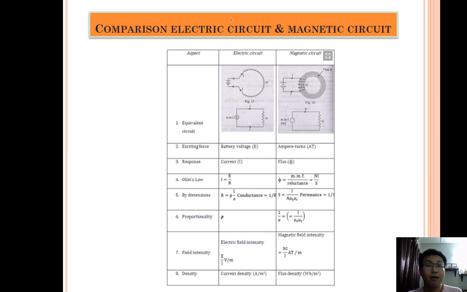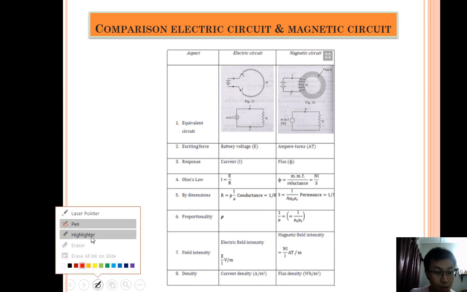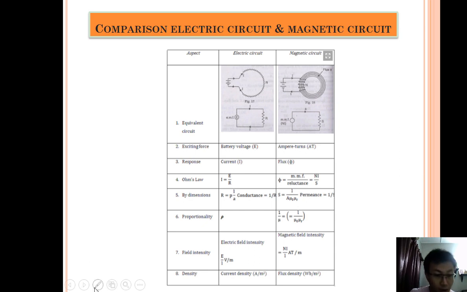Next we compare the electric circuit and the magnetic circuit. Electric circuit, as usual, comes from the battery voltage. For the magnetic circuit, the exciting force is actually from the ampere-turns. And then the response: when we input the battery, the current will flow through the resistor. Or we have a current, then we have a flux. When we have an MMF here, then flux will be created.